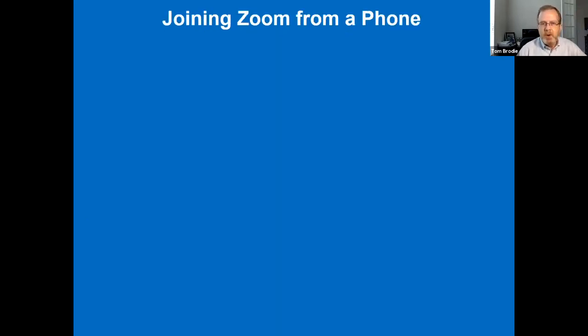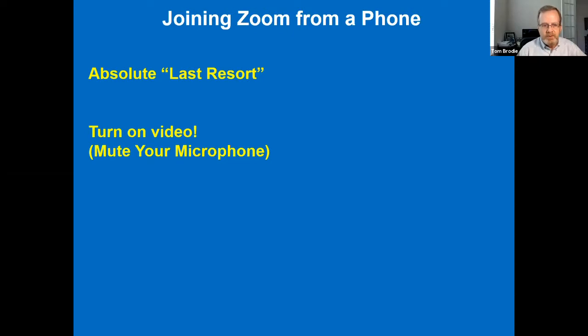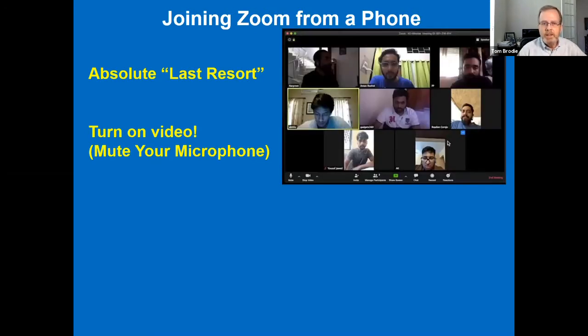Now, I know a lot of people call in from their phone, and my opinion is to make that your absolute last resort, because you've got a lot smaller screen real estate, you can't see everybody connected, and the options are a lot more limited than, say, a desktop or laptop computer. But if you're going to join from your phone, turn on your video. You have no excuse that you don't have a camera, because you've got one on your phone. Turn the video on, but mute your microphone, because on an hour-long Zoom call, you're not going to hold that phone in one position for an hour.